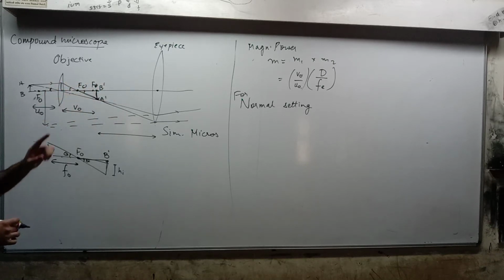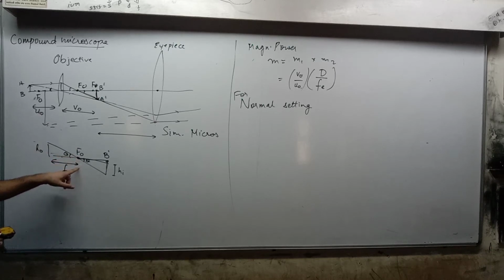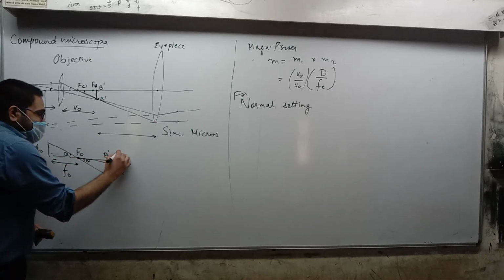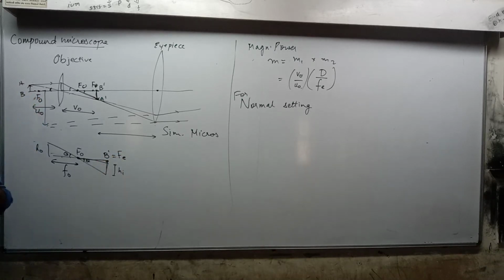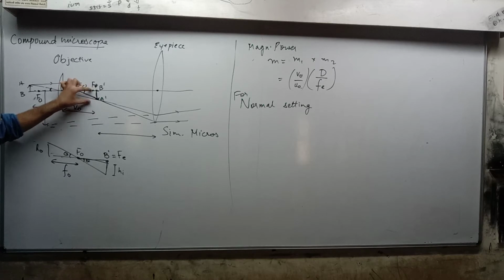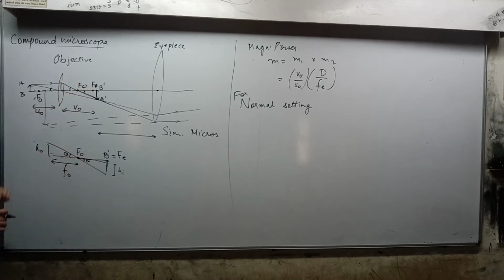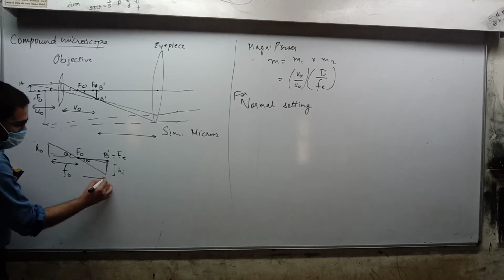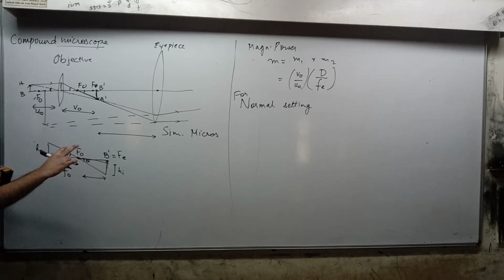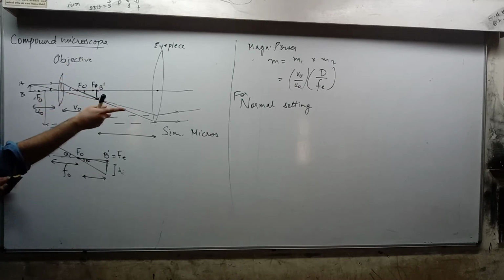So do you agree that when we do this kind of diagram for normal setting, B dash and FE become the same point? Yes or no? Where does this come? Focus. Clear? So B dash and FE become the same point. So if I write B dash equals FE for normal adjustment, what's this distance? Can you say that this distance is the distance between the two focus, one of the objective, one of the eyepiece?